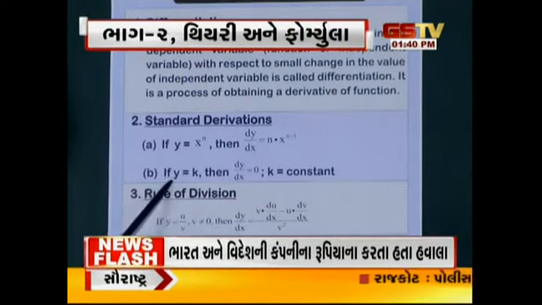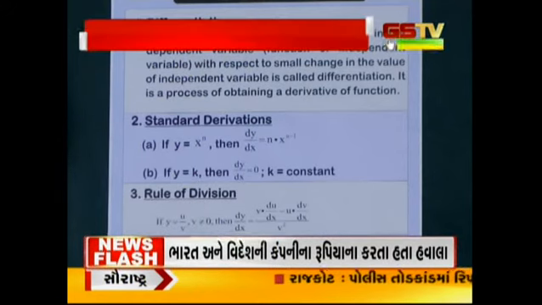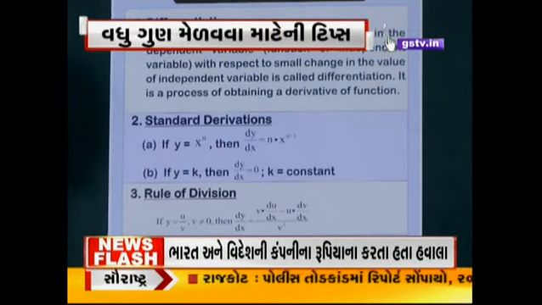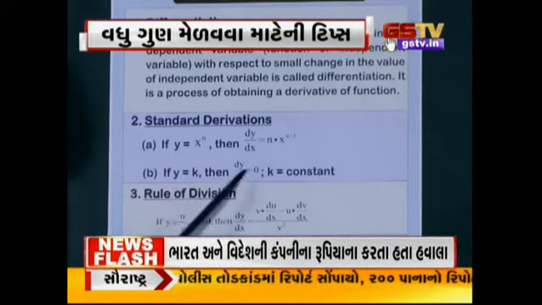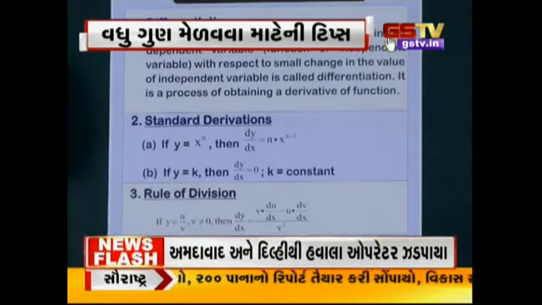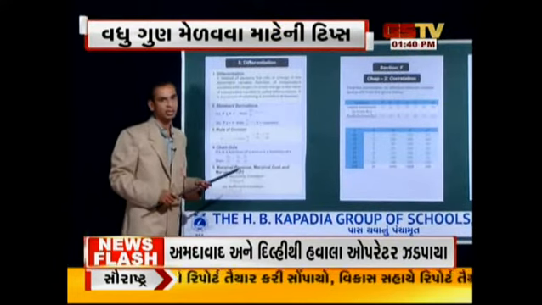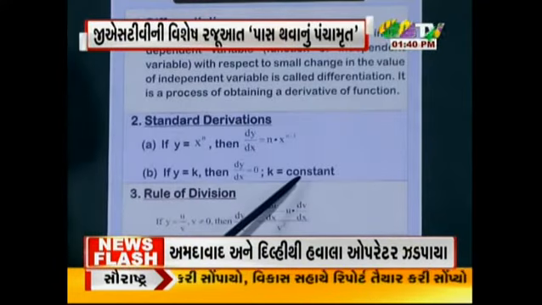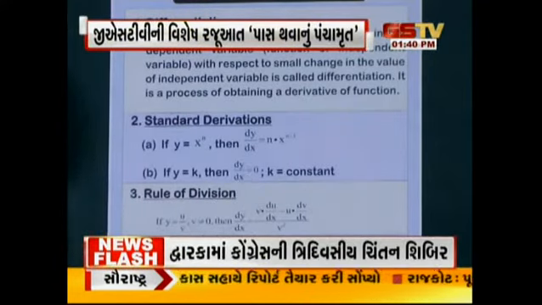Second, if y is equal to k, where k is a constant value, then the derivative of this k will become 0. If y is equal to 10 is given, then the derivative is 0. So for any constant value, the derivative comes 0.